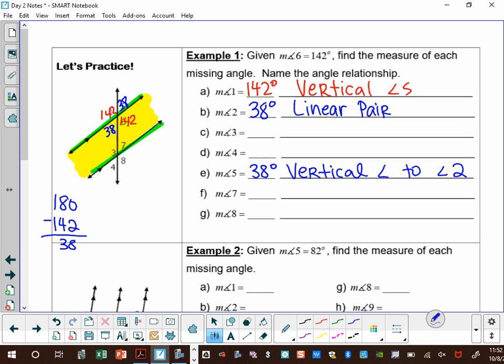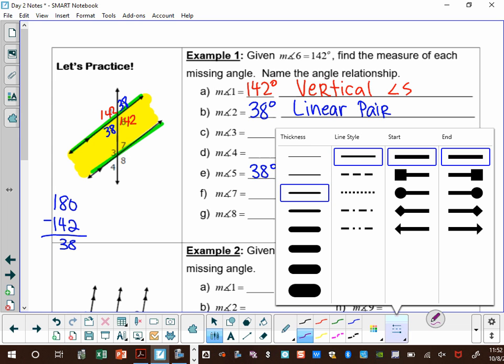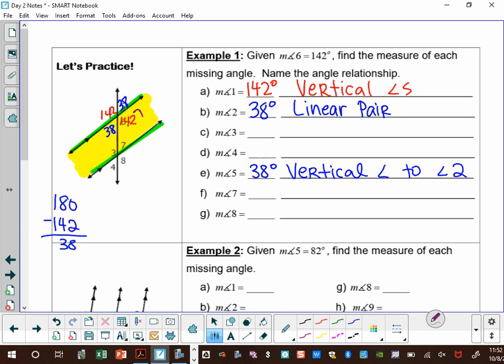All right, let's look at angle 7. What's special about 6 and 7? What's that relationship? They're both on the inside, so look at your angle relationships. Same side interior, right? Or consecutive interior. So if you look at your paper, consecutive interior angles add up to what? 180. So those two angles must give me 180. So how can I figure out angle 7? We're going to subtract 180 minus 142, which we already did. So what's angle 7? 38.